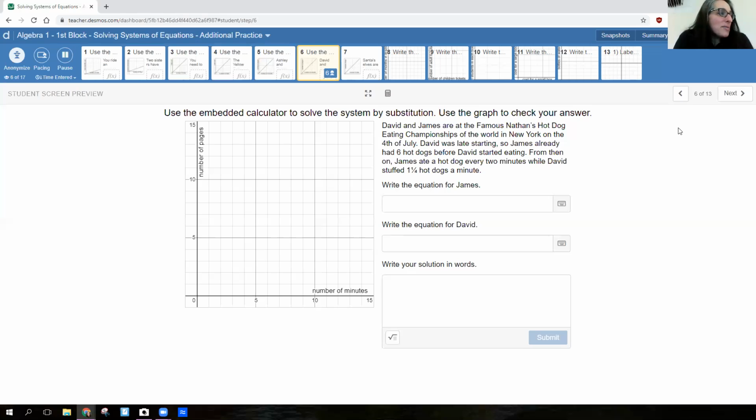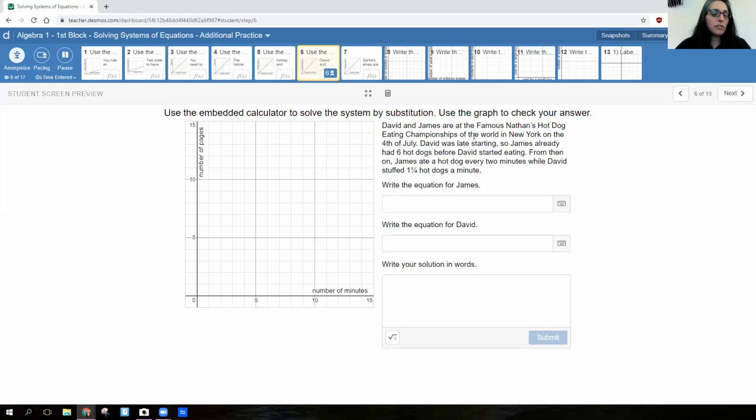All right, anyway, back to the problem, right? So David was late starting. So James already had 6 hot dogs before David started eating. Okay, so we need to remember that. James has a head start with 6. From then on, James ate a hot dog every 2 minutes, while David stuffed 1 1/4 hot dogs a minute.